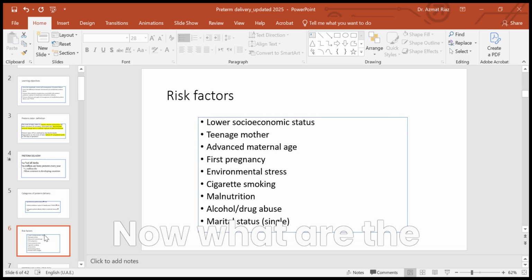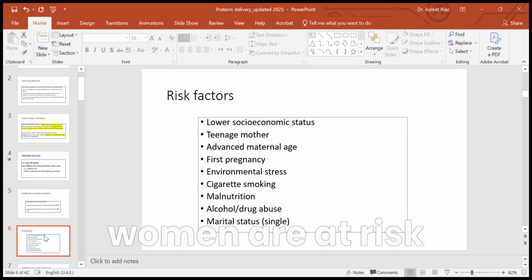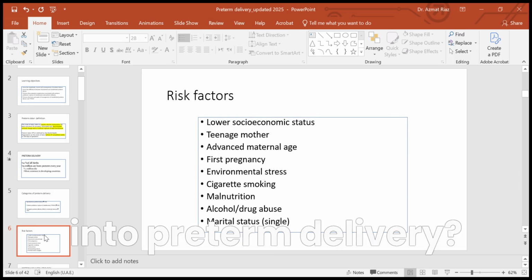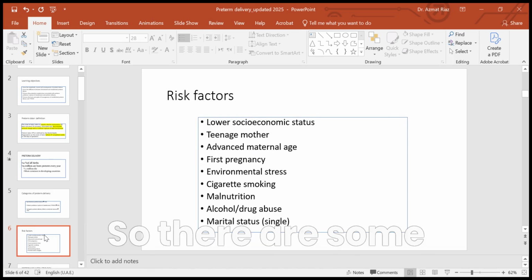Now, what are the risk factors? Which women are at risk of going into preterm delivery? There are some general associations.